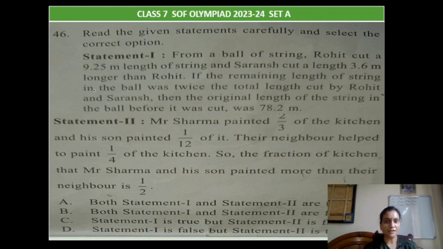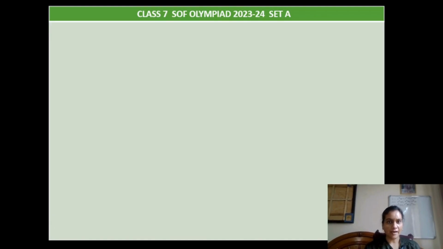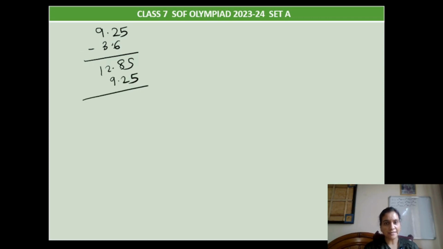So how much totally have they cut? Let's find out. So 9.25 plus 3.6, that is what Saransh, whatever the second guy's name is, has cut off from the bundle of string. So now it becomes 12.85. Now, how much have they cut off together? I have to add this 9.25 because this is the first guy, he has cut this many meters. So together it will be 10, 11, 1 gets carried over, so it becomes 12, 1 again gets carried over, so it becomes 22.10 meters.